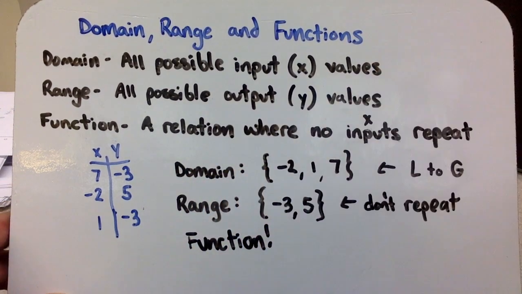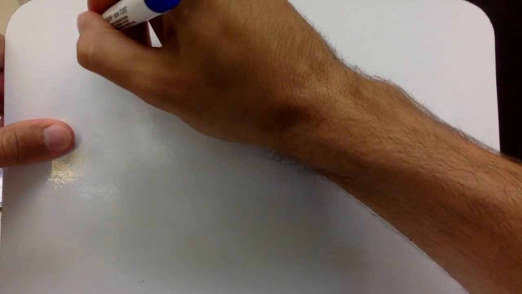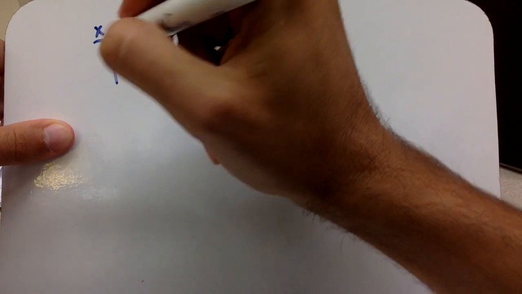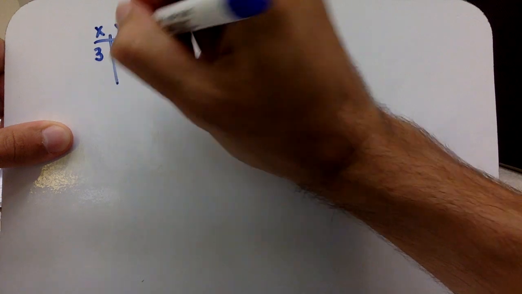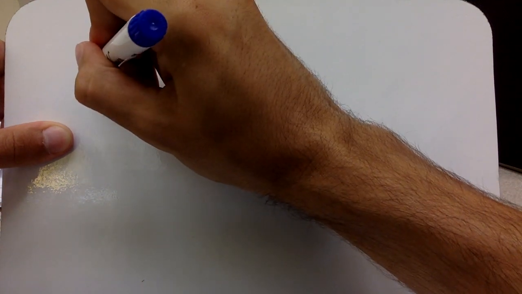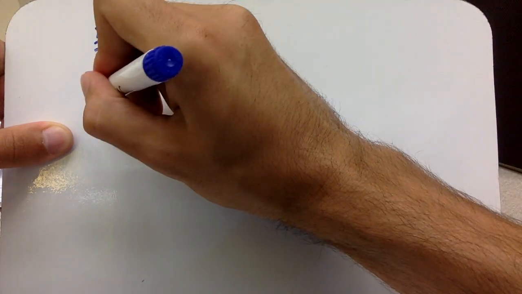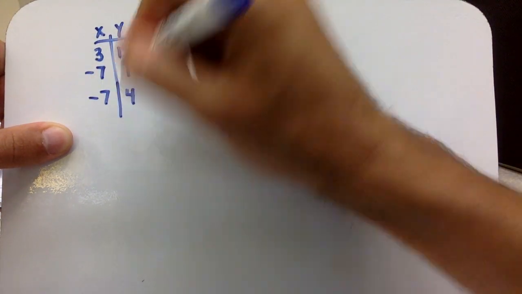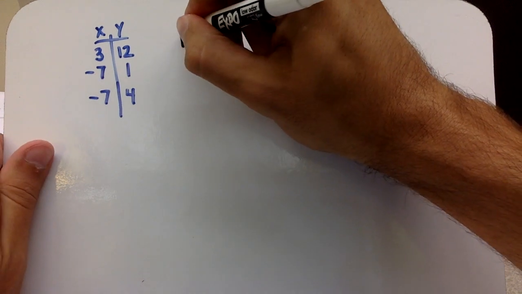I'm going to make up one more example in this video here, and just another random table of numbers. So let's go ahead and draw another input-output chart right here. This time we're going to go with 3, 12, -7, 1, and then -7, 4. So on this example here, you can already probably tell this is not going to be a function, but let's go ahead and list out our info.